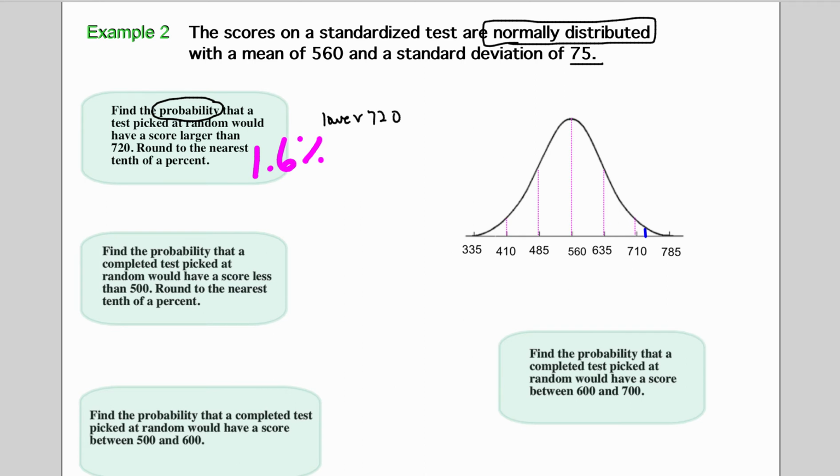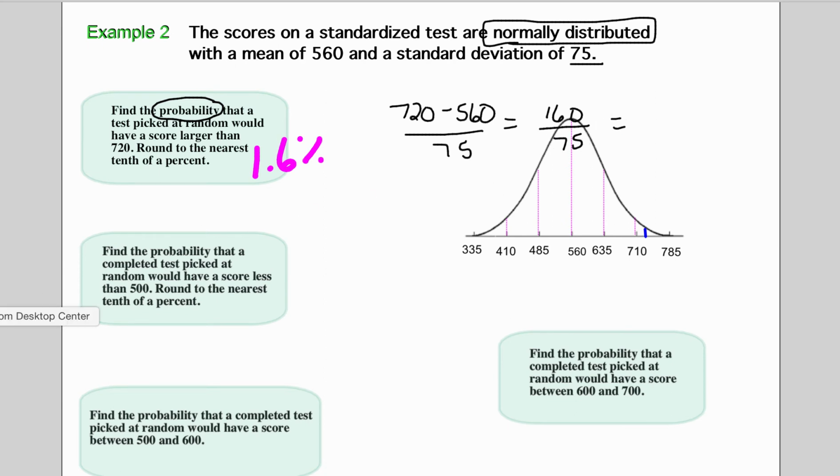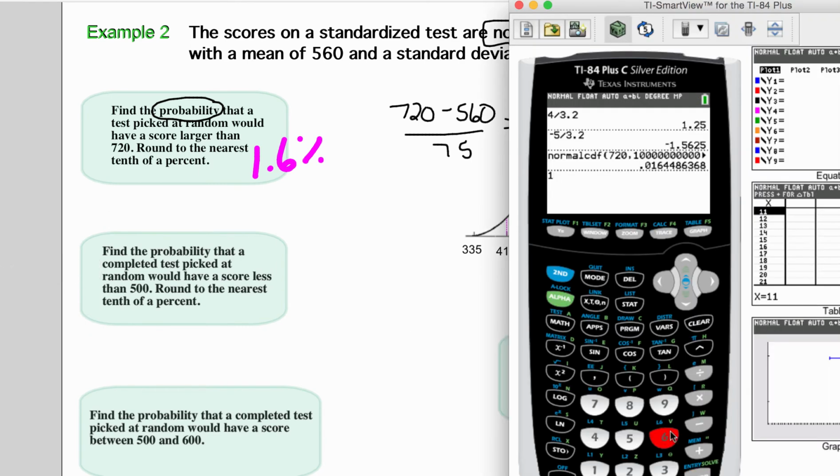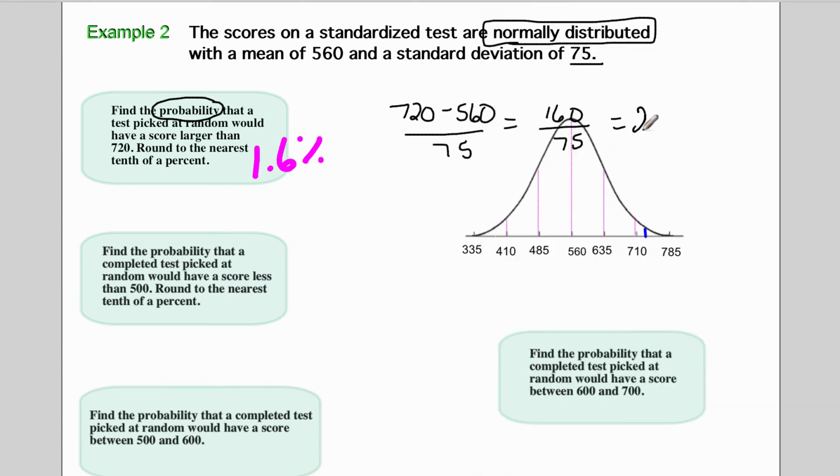Now, you may look at me and go, hey, that's kind of the same as yesterday's. Well, you can do this another way. We could do this via z-scores. We could have said, all right, 720 minus 560 divided by 75. All right, so that gets me 160 over 75. And I'm going to be lazy and do 160 divided by 75 on my calculator. I'm going to get a z-score of 2.1333. Now, I didn't say where to round my z-score.